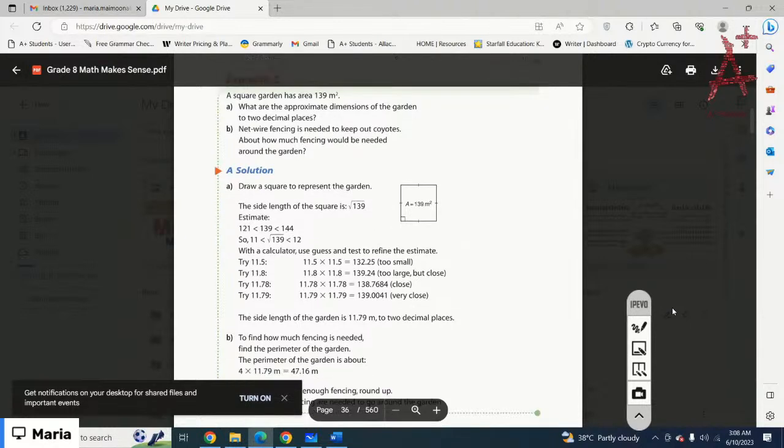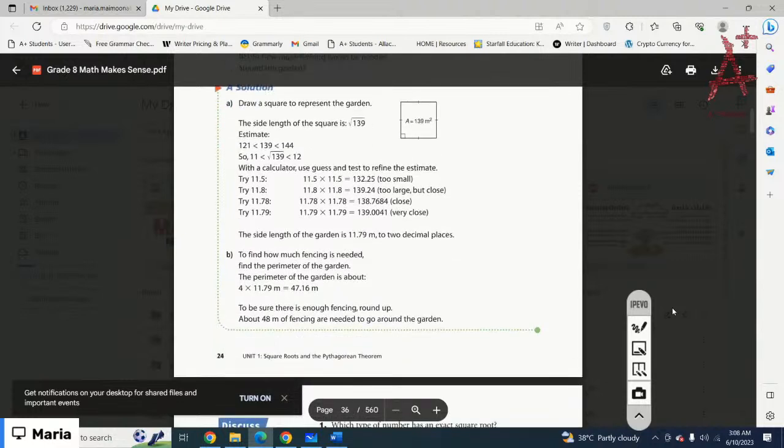Now you have to calculate how much fence you need. You have to calculate the perimeter of the square. It would be 11.79 times 4, which is 47.16.